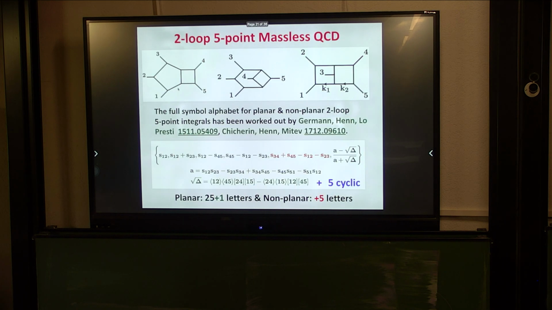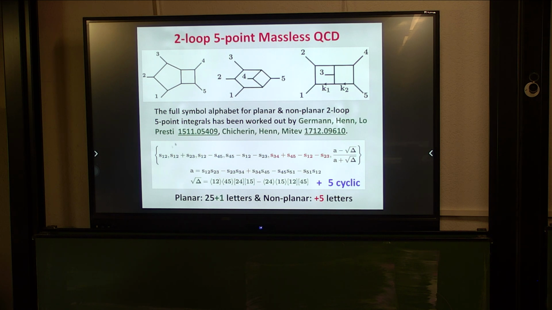Okay, so very good. So now what's next? So that's 4-point with one massive leg. So I advertised, the two cases that we'll talk about are 2-loop 6-point and 2-loop 5-point. Let's start with 5 points, that's the easiest. Again, these are 2-loop 5-point massless QCD.